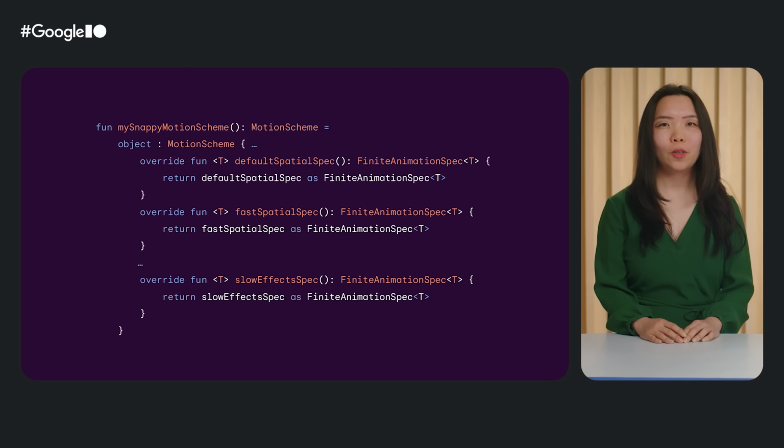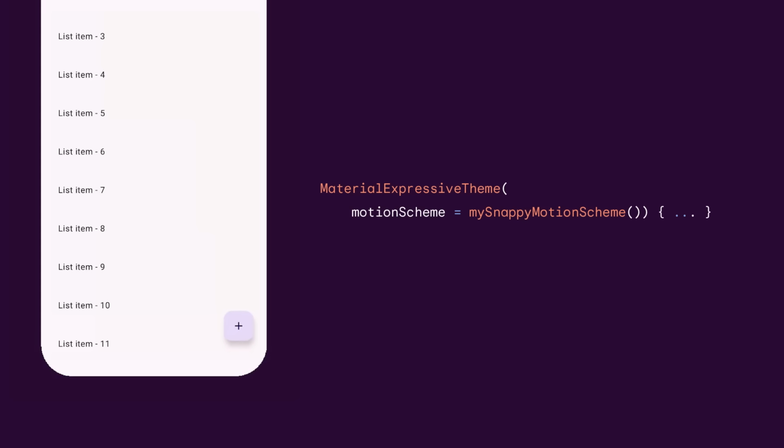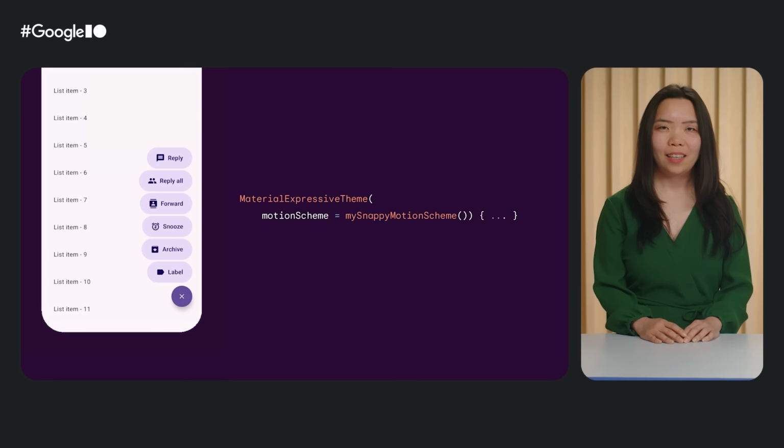Here, my Snappy motion scheme changes all of the specs to snap immediately. Here we see the floating action menu items appear immediately in their final width. You can also apply the motion scheme to your own custom-built components by accessing the Material theme that holds the motion scheme specs.